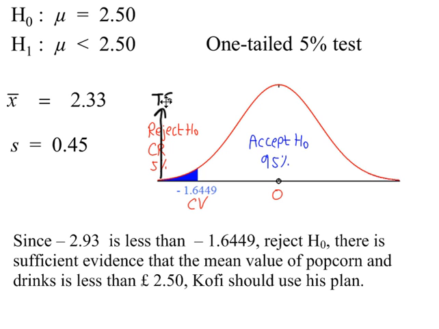Our test statistic, minus 2.93, is less than minus 1.6449. So we're going to reject H0. So we can say there is significant evidence, or sufficient evidence, that the mean value of popcorn and drinks is less than £2.50, and Kofi should use his plan.